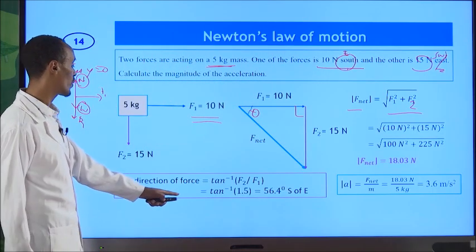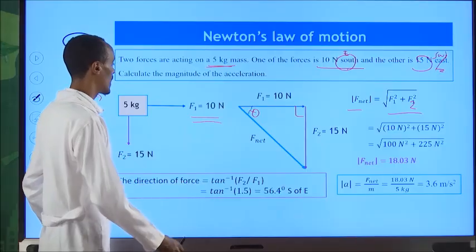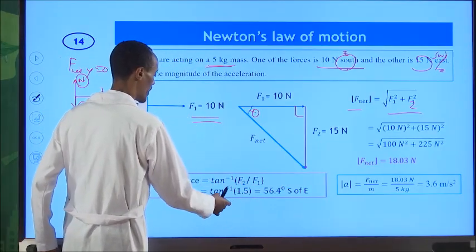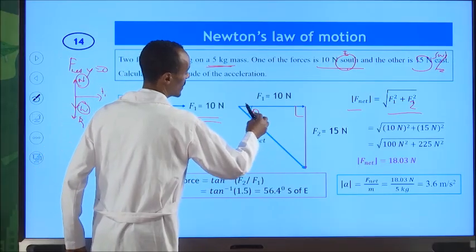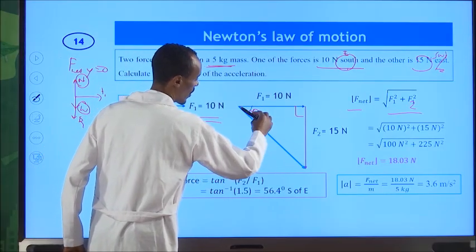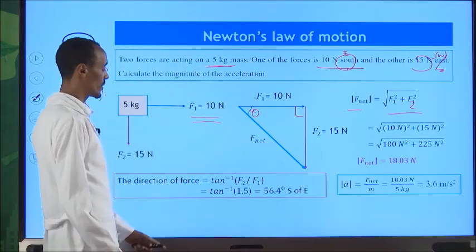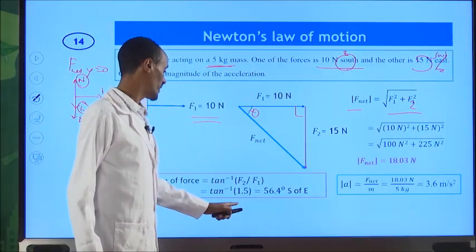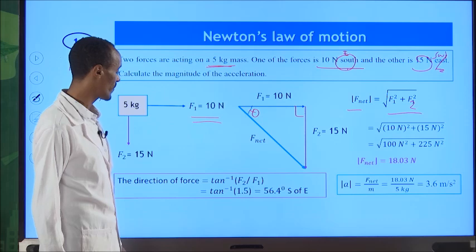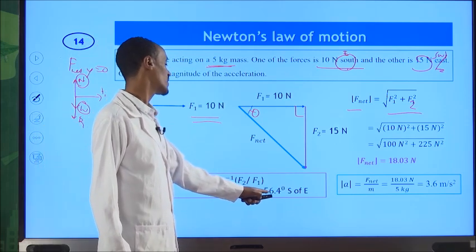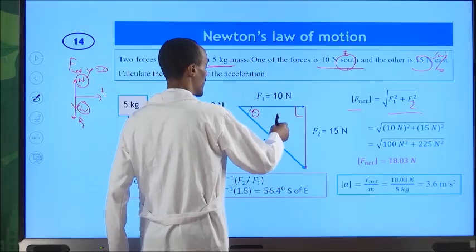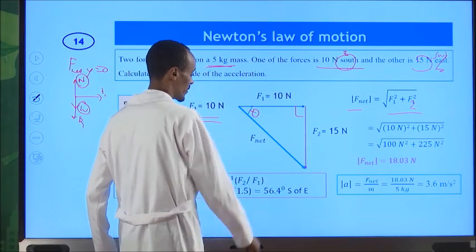The direction of the force is tan inverse of, assume this is F2, so F2 divided by F1. Tan of this angle is opposite over adjacent, so it is correct. This is 15 divided by 10, which is 1.5, and if you calculate, it is 56.4 degrees. And when you name this, it is south of east.